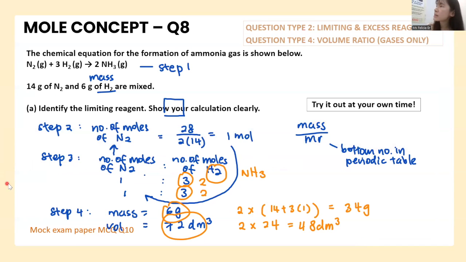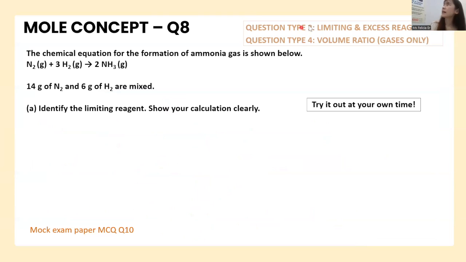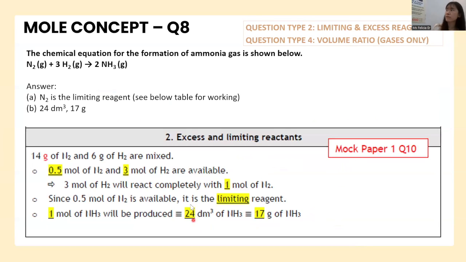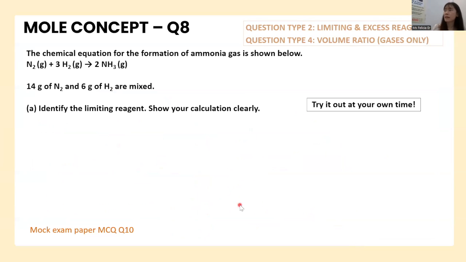Okay, then the next part over here, mixed question type. So this time round, we'll mix in both the limiting and excess plus volume ratio. Since I already went through these two types of question, I believe you should know how to do it. So can you give it a try on your own? After you try it out, the next page has all the answers to it. So you give it a try on your own to see whether you can get the answer.